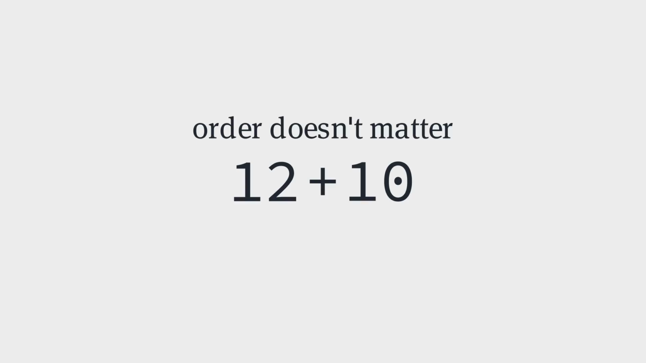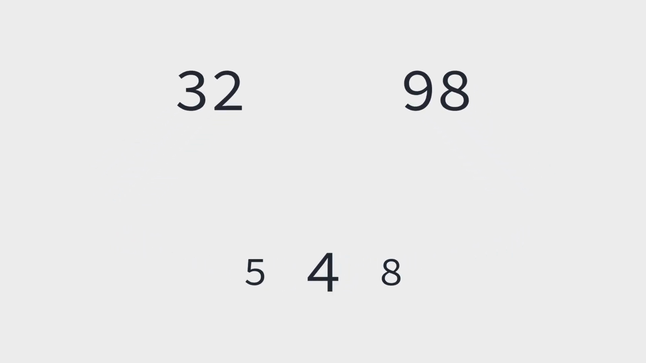Let's take the operation of summing the digits until a single digit is achieved. If I have two numbers, 32 and 98, applying the operation gives us 5 and 8. We can now add them and apply the operation again, giving 4. Or if we first add them, 130, and then do the operation, still 4.